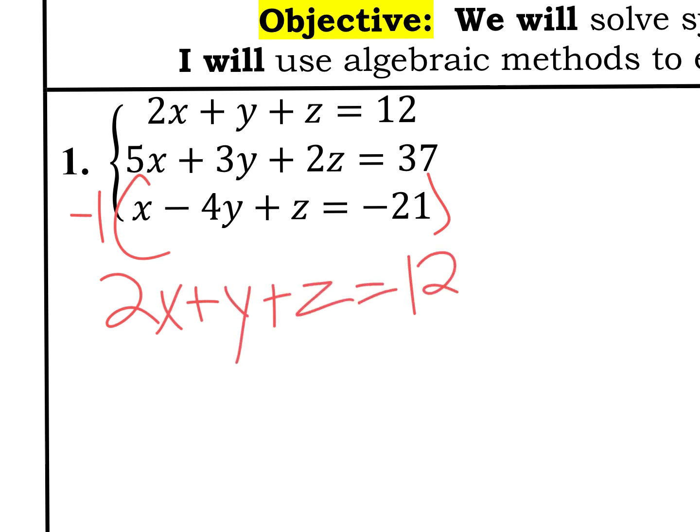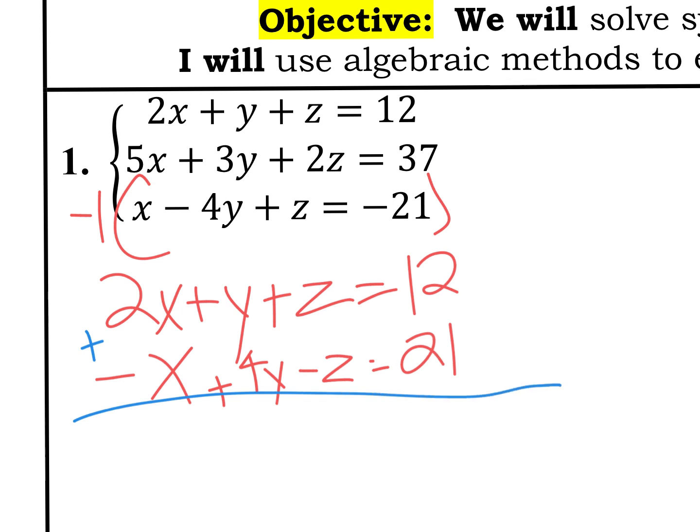And then the bottom equation, now all the signs are going to flip. Negative x plus 4y minus z equals positive 21. Okay, and now I'm going to add those two equations together. And so my z's are going to go away. I'm going to get 2x minus x is x, y plus 4y is 5y, and 12 plus 21 is going to be 33. Okay, so now I have one equation with the z variable eliminated.